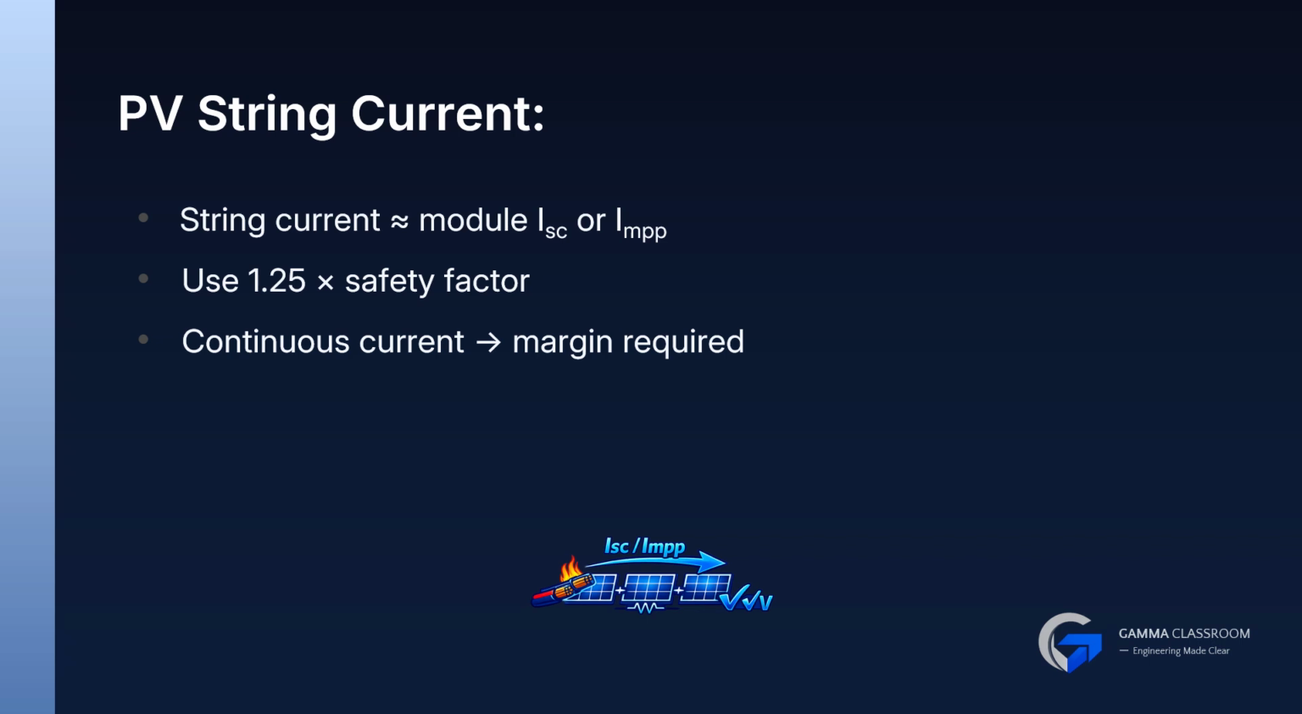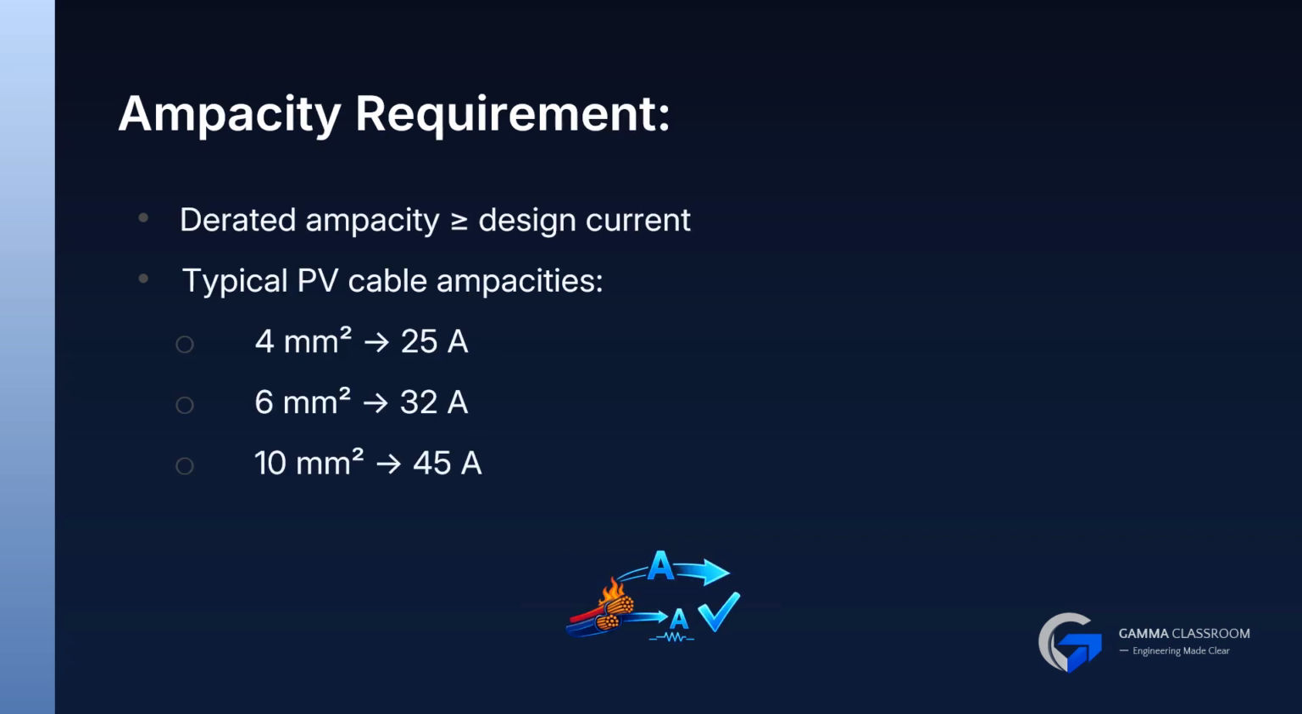String current is based on the module's short-circuit current or operating current. We apply a 1.25 safety factor because solar current is continuous, and we need margin for real-world conditions. The derated ampacity of the cable must be greater than the design current.